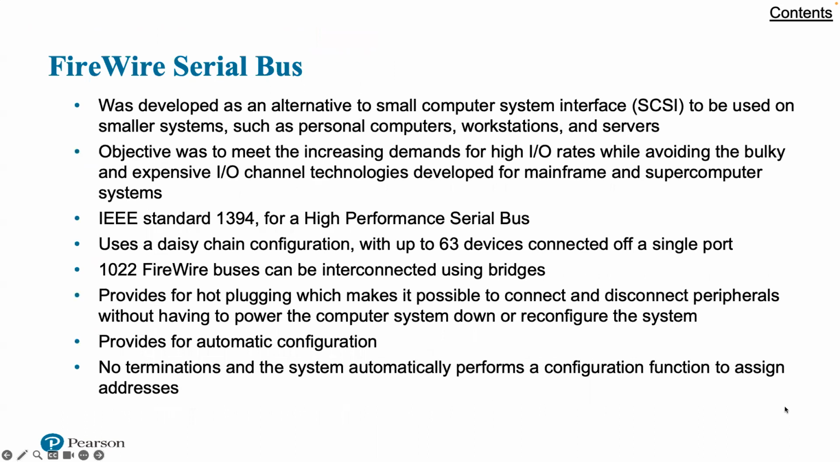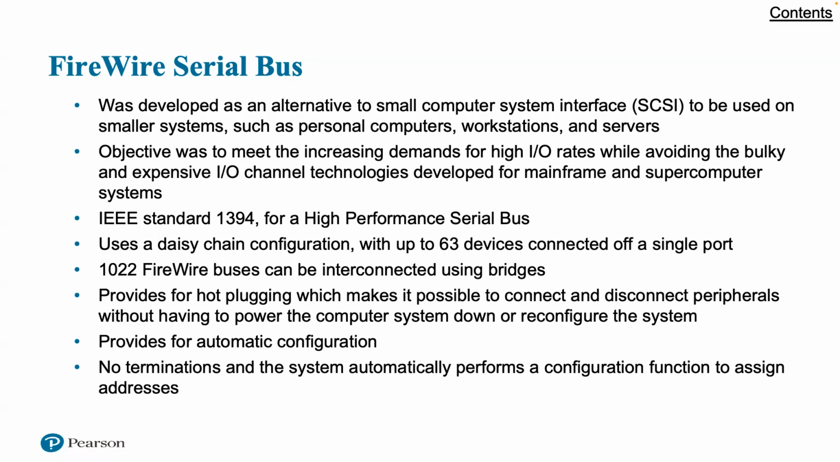Next, we have the FireWire serial bus. It was developed as an alternative to the small computer system interface, the SCSI interface, to be used on smaller systems such as personal computers, workstations, and servers. The objective was to meet the increasing demands for high I/O rates on these systems while avoiding the bulky and expensive I/O channel technologies developed for mainframe and supercomputer systems. The result is the IEEE standard 1394, a high-performance serial bus commonly known as FireWire.